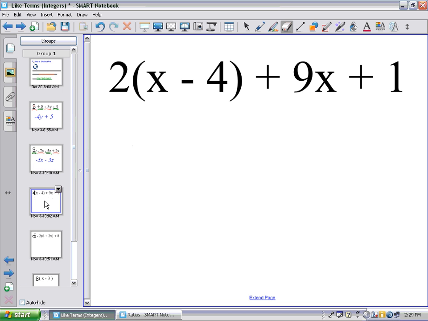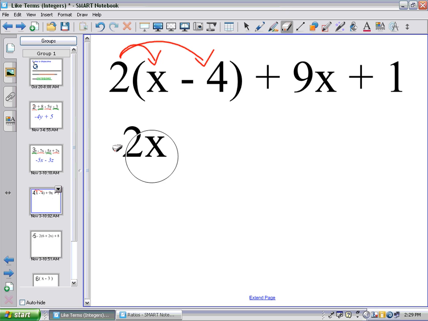My third example has the distributive property. Remember this rule, something from the past that we had to do? Well, you have to do the distributive property and simplify the problem before you can do anything else, including combining your like terms. Remember the rules for the distributive property. You take the number out in front of the parentheses and multiply it by both terms in the parentheses. So then you're going to get 2 times x and then 2 times negative 4.